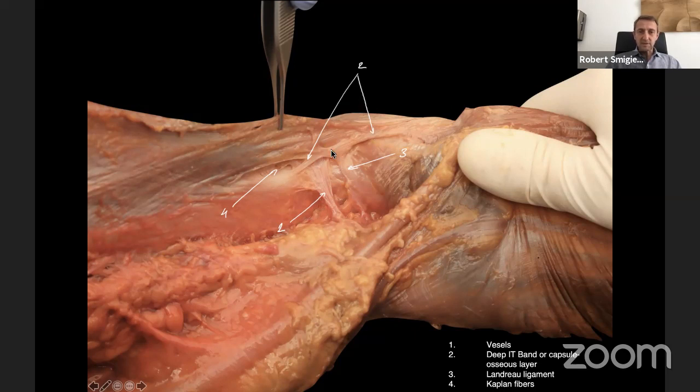Two is the deep IT band. This is the capsulo-osseous layer. You can see here, this is the structure, the deep IT band. Three is the Lemaire ligament, or the ligamentous strap, and four, these are a couple of fibers.